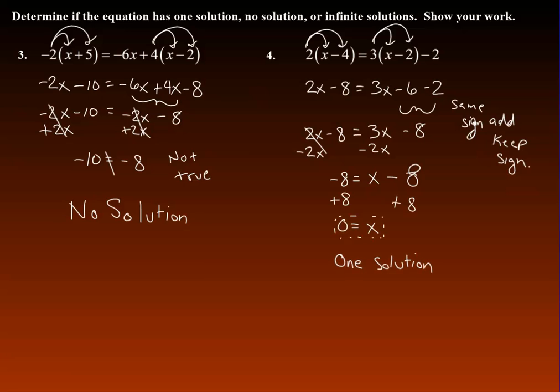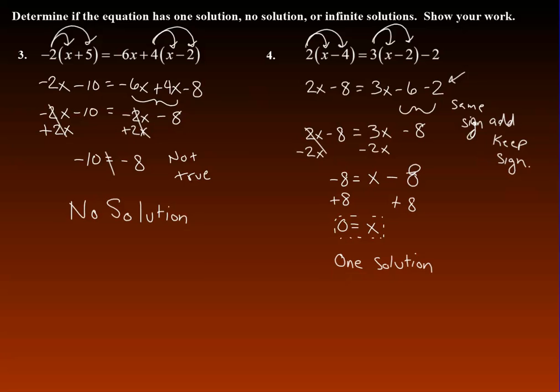So on 4, first thing we had to do is distribute the 2 to the x and the 2 to the -4, and then we distributed the 3 to the x and the 3 to the -2. Then we were able to combine the like terms by adding them since the signs are the same and keeping them negative since they were both negative. Then we needed to get the 2 to the other side so that we have a positive x. And then to get x by itself, we had to add 8.